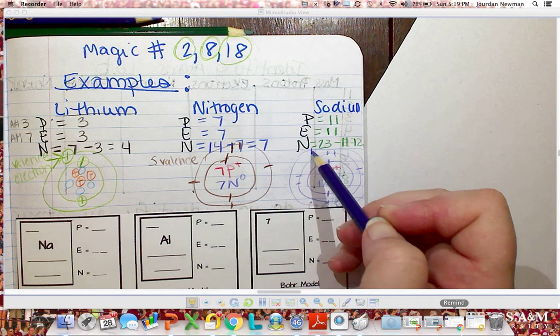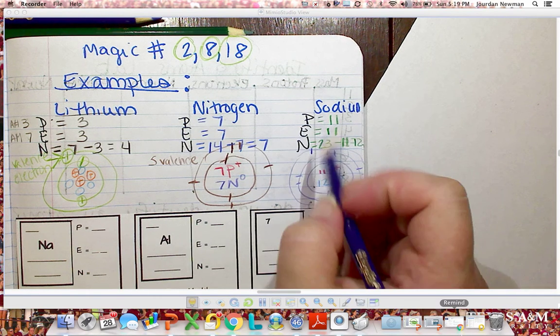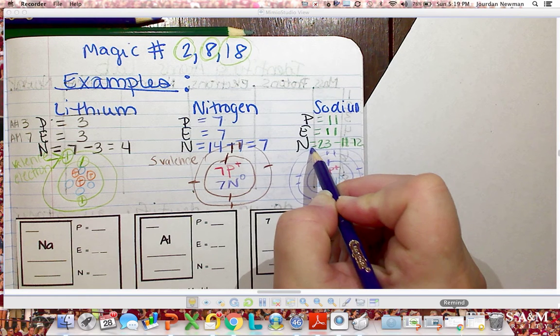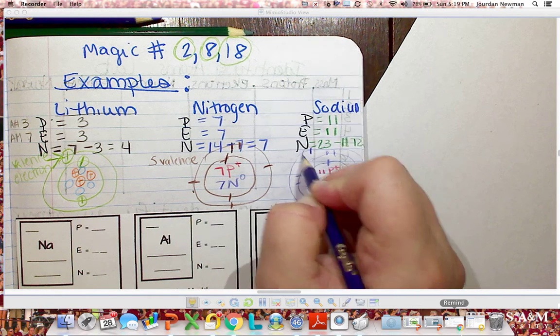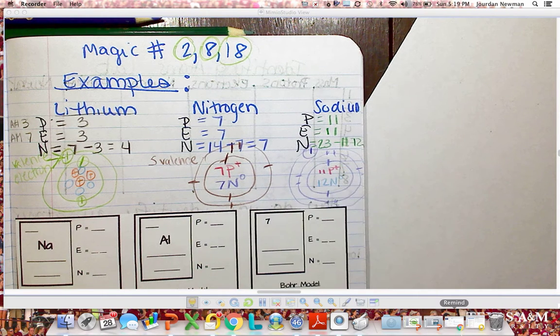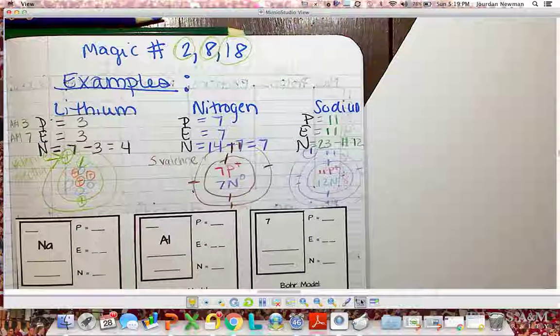I have 1 more left over, so I'm going to have to draw that third energy level and put my last electron out there. So again, the outermost energy shell is not full, so this guy is called my valence electron. So I only have 1 valence electron right here for sodium.